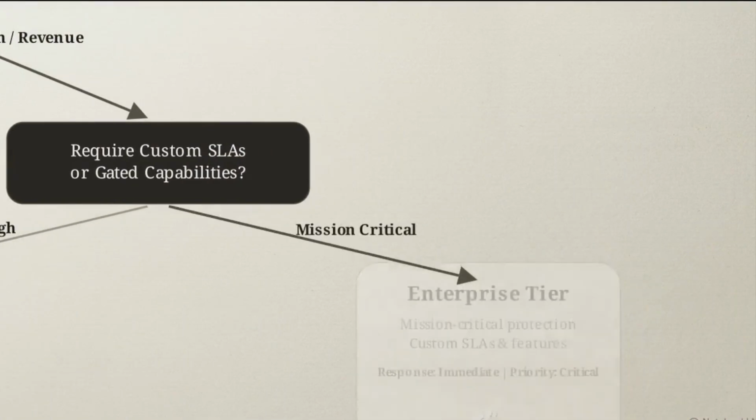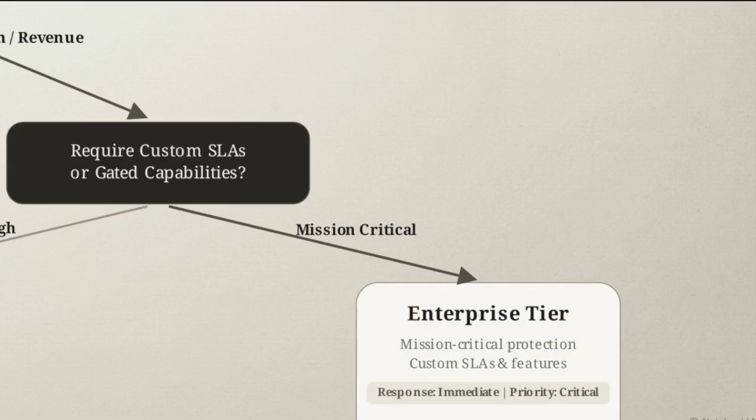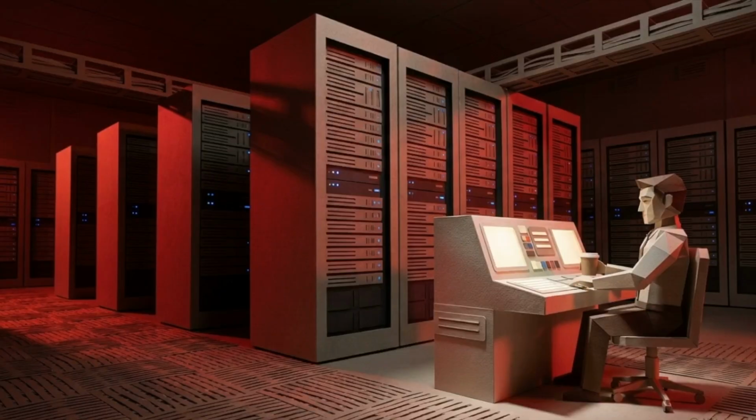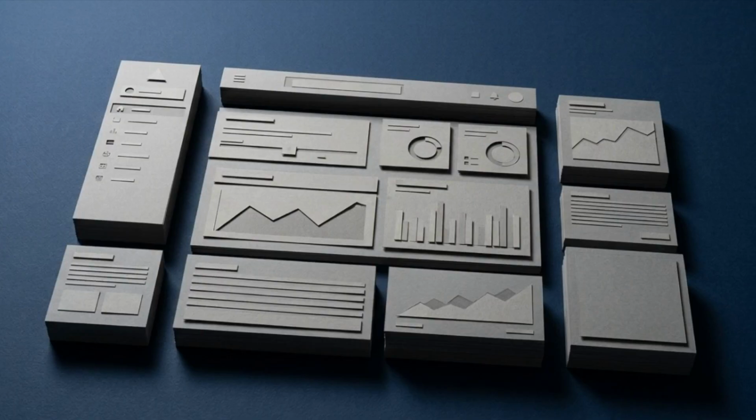If your operation requires custom SLAs and gated platform capabilities, Enterprise is the necessary tier. Plotting your workload on this exact tree keeps you from overspending on hobby projects and ensures you aren't caught unprepared during a real crisis. No matter which plan you land on, every support interaction happens in one place.